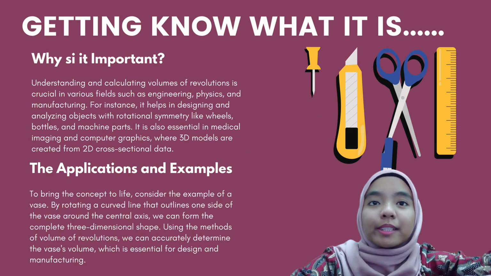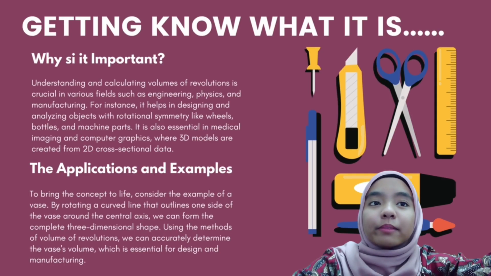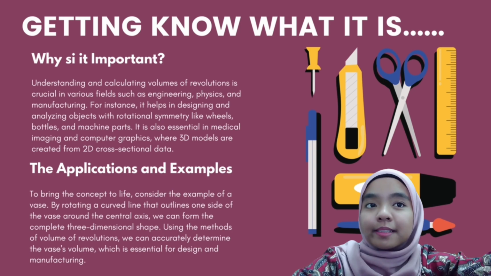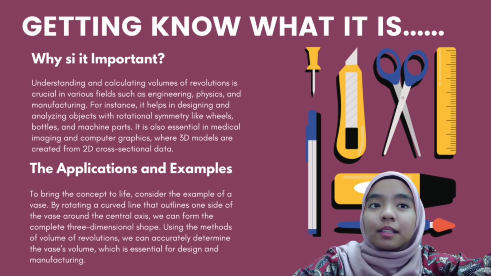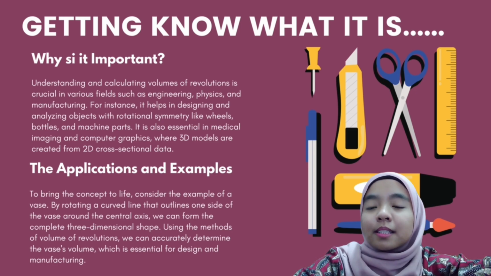Why is it so important? Understanding and calculating volumes of revolution is crucial in various fields such as engineering, physics, and manufacturing. For instance, it helps in designing and analyzing objects with rotational symmetry like wheels, bottles, and machine parts. It is also essential in medical imaging and computer graphics, where 3D models are created from 2D cross-sectional data.